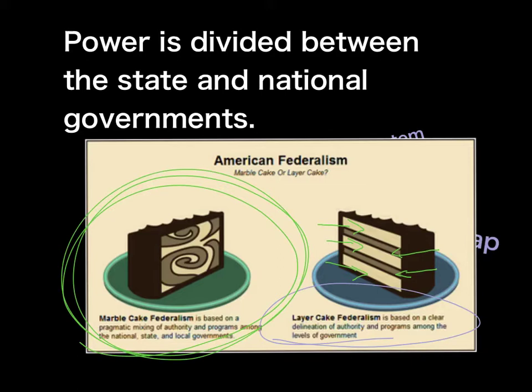The marble cake federalism analogy is that it's based on a pragmatic mixing of authority and programs among the national, state, and local governments. So everything's kind of mixed and mushed together, which leads to a complex understanding of how our system works. Because we have criminal laws, state law, national law, etc., where you can be tried in different courts for different things. So this video is going to try to get you to understand the differences between some of those federalism components in understanding our complex American government system.